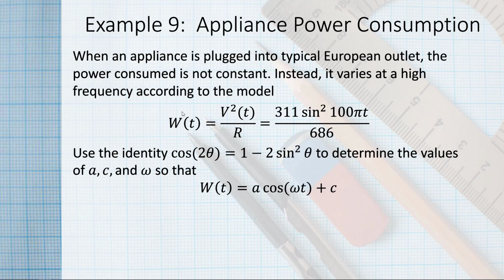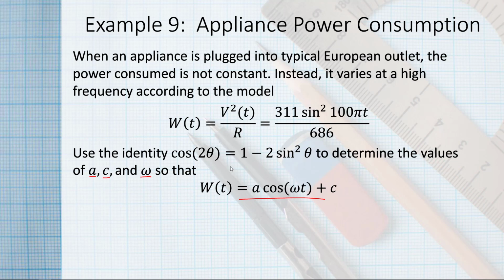their power usage as a function of time follows this particular model. Now, power is always equal to V squared over R, where R is the input resistance or the load resistance for the appliance at hand, and once again, this is basically nothing more than V squared. What we need to do is use this particular identity to determine the values of A, C, and omega so that it fits this particular model. Okay, so that's what we're going to do.